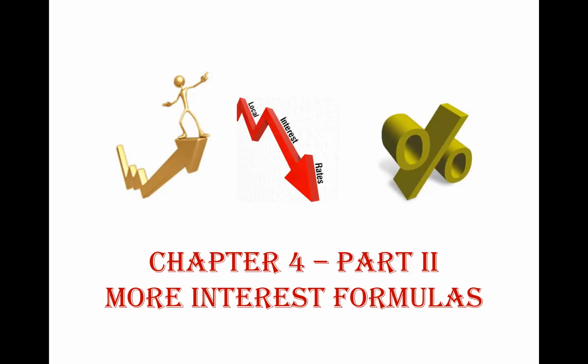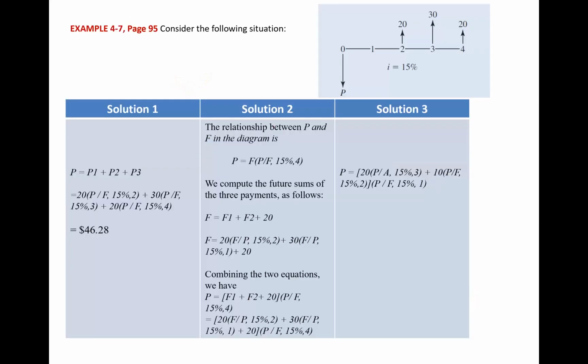Today we are going to see more interest formulas. Last lecture we saw the equivalent payment, that means a uniform series. Today we are going to see more formulas. It's about the arithmetic gradient. So suppose that we have a cash flow like that, as you see here, and we would like to find the present value of this cash flow.